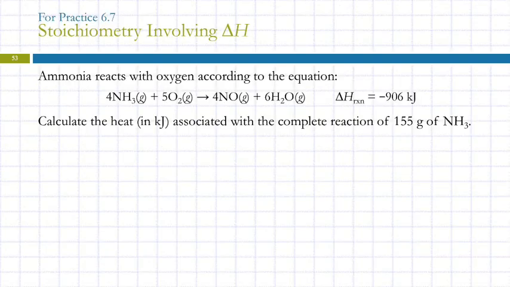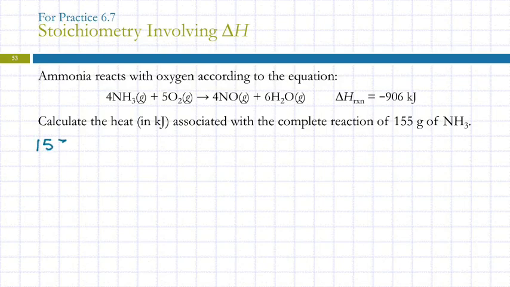So ammonia reacts with oxygen according to this equation, and we've got delta H. Calculate the heat in kilojoules associated with the complete reaction of 155 grams of ammonia. So this heat of reaction is telling us that 906 kilojoules are released, the negative sign, when 4 moles of ammonia react. We could also relate it to 5 moles of oxygen, 4 moles of nitrogen monoxide, 6 moles of water, but we're not interested in those other ones. We're just interested in the ammonia.